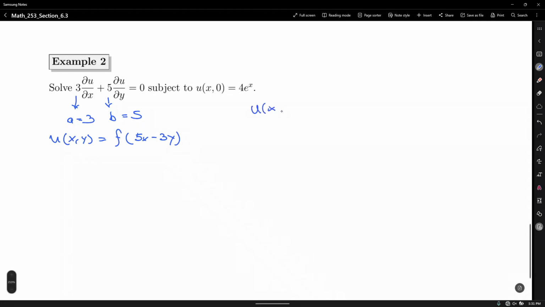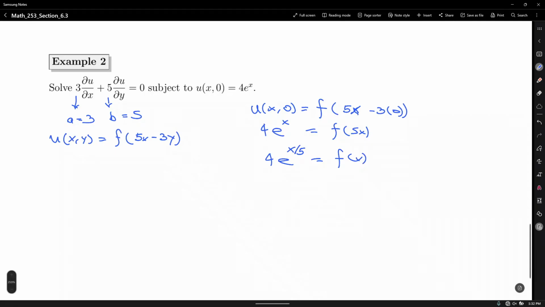Now, let's see. What about the particular solution u of x, 0 equals f of 5x? Notice x remains the same. y becomes 0. That is minus 3 times 0. That is equal to some function of 5x. But what is that equal to? 4e to the x. Okay? But I don't want f of 5x. I want f of x. What should we do to get f of x? Divide by 5, right? So 4e to the x over 5 equals f of x. Okay? All right. What do we do from here?